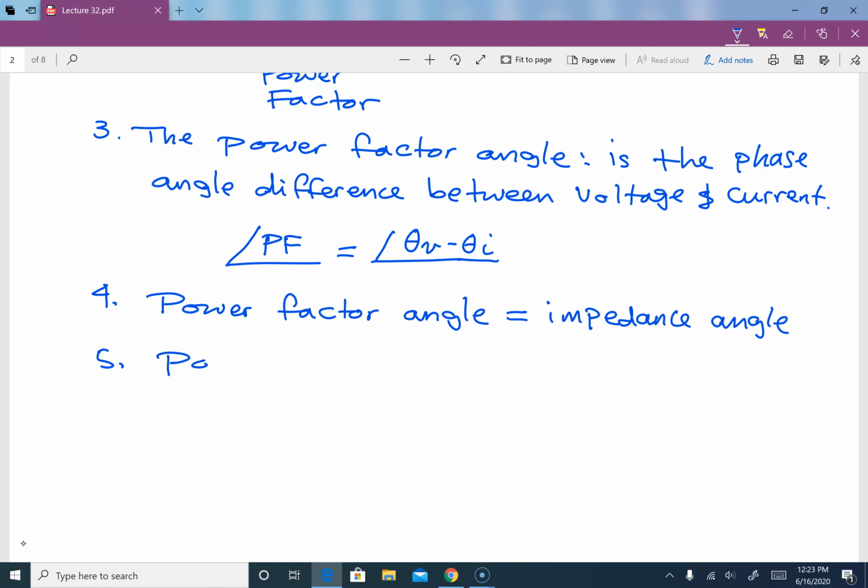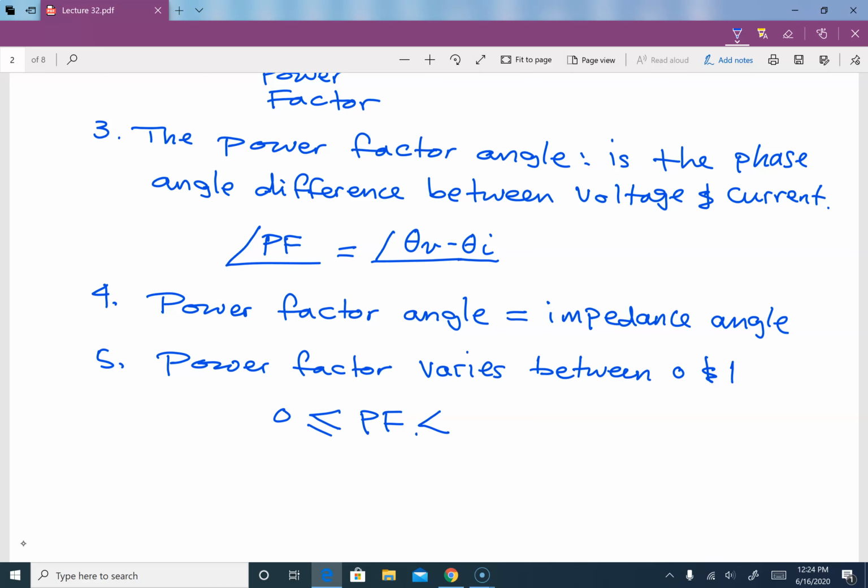Then power factor varies between 0 and 1. That means our power factor is greater than or equal to 0 and less than or equal to 1. So if you get a power factor of 1.2 or 1.5 or negative something, that is wrong. So all the time it will vary between 2 values. The two extreme values are 0 and 1.